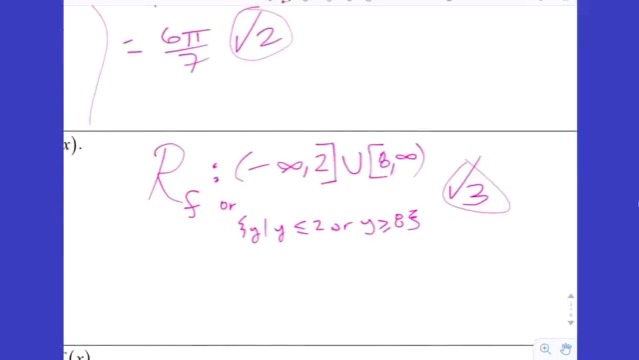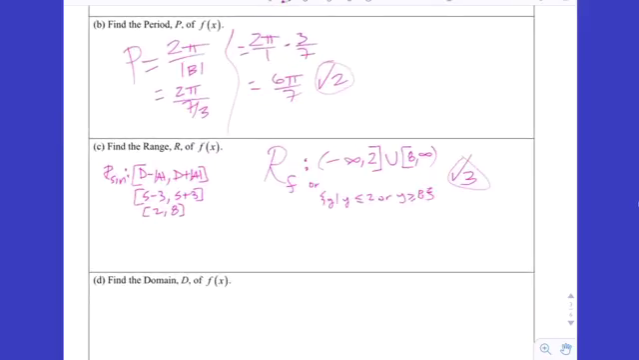Some people had -2, some people had -8. They had them flipped. So there you go. Go from left to right, least to greatest.